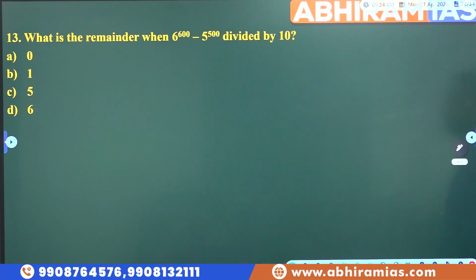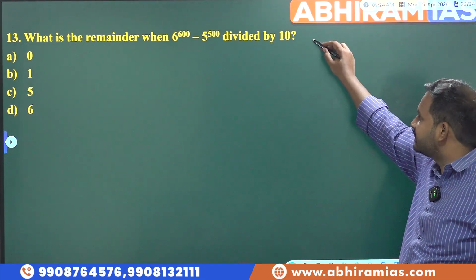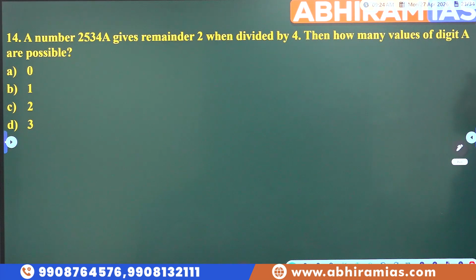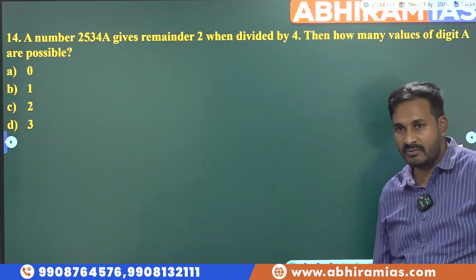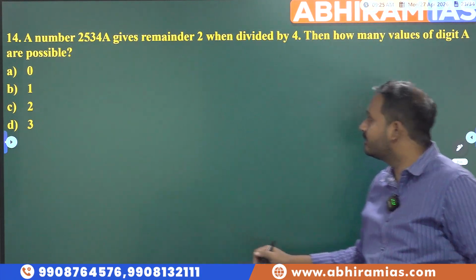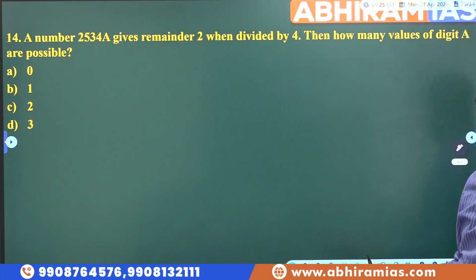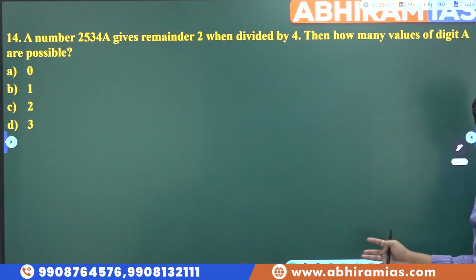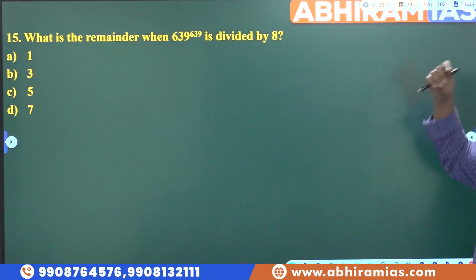Right, next one. We will discuss this one later. The same question we will discuss later. Why? Because I will tell you. Now, a number gives remainder 2 when divided by 4. Then how many values of digit A are possible? ఇది కూడా అయిపోయింది కదా ఆల్రెడీ మనకి ఇంతకుముందు చేసినాం, 2 వాల్యూస్ 42 ఒకటి 46 ఒకటి, రిపీట్ అయినా.